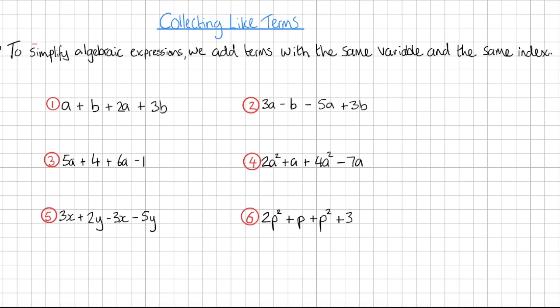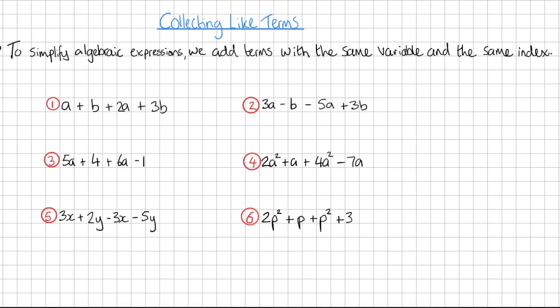I've got 6 examples here that I'm going to go through in this video, and they get increasingly difficult. So first of all, we need to know what a like term is. Terms that are like each other, in the definition you can see it says we add terms with the same variable and the same index. Okay, so those are called like terms if they have the same variable, the same letter, but also the same index, which means power.